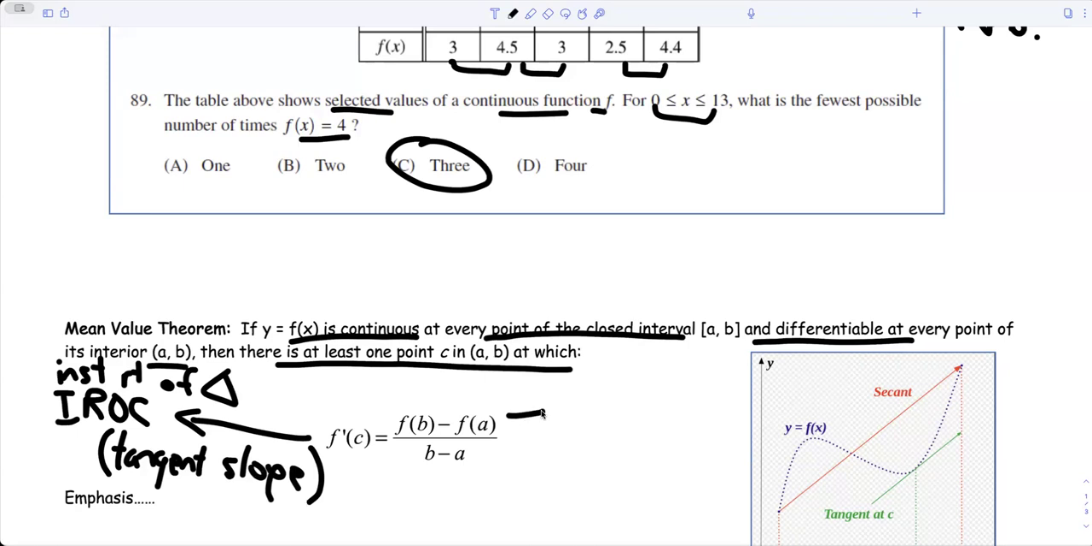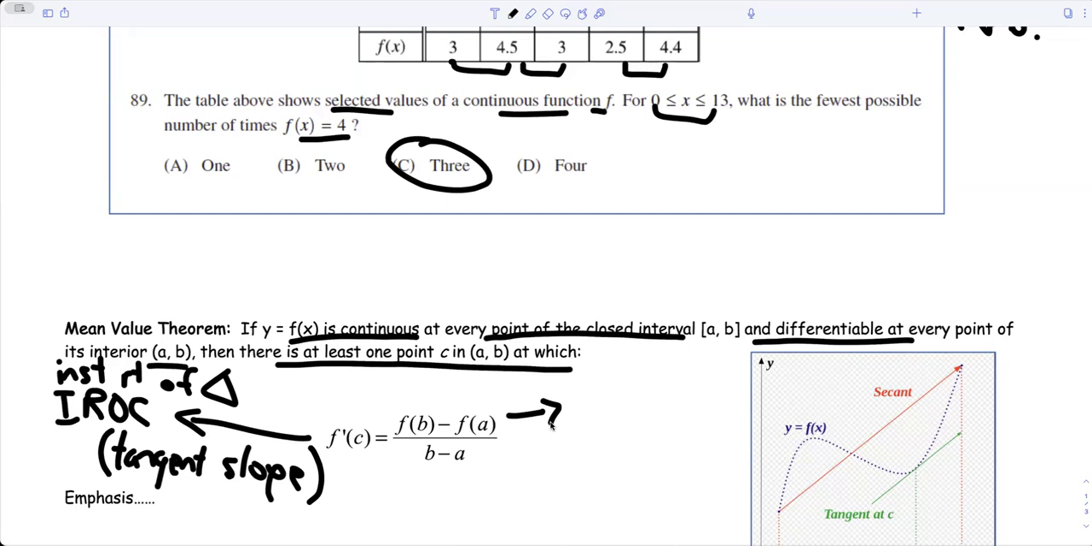Well, over here, f of b minus f of a over b minus a. This is not the instantaneous rate of change. It's the... what's the type? It's a rate of change, right? It's the slope, but it's not the instantaneous rate of change.